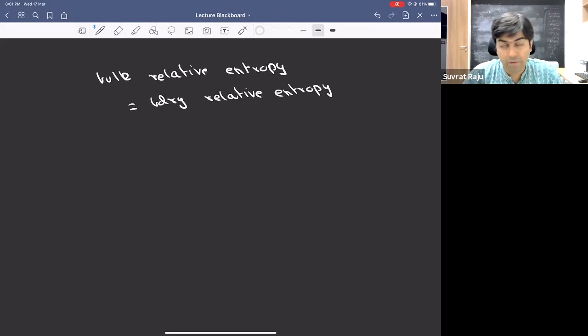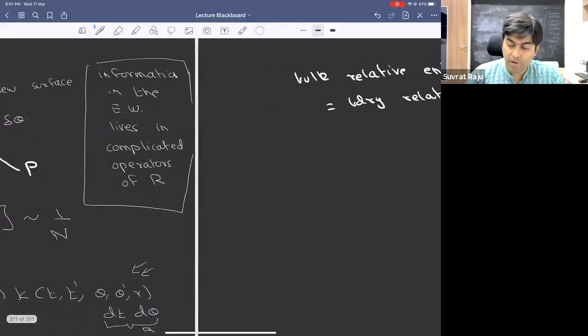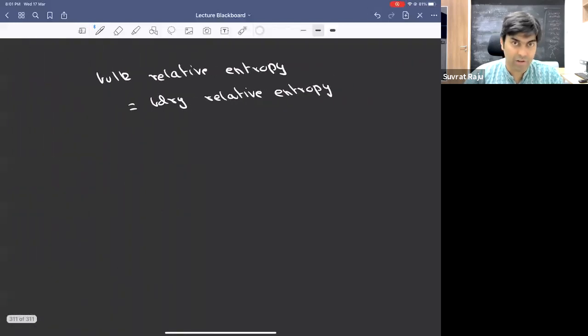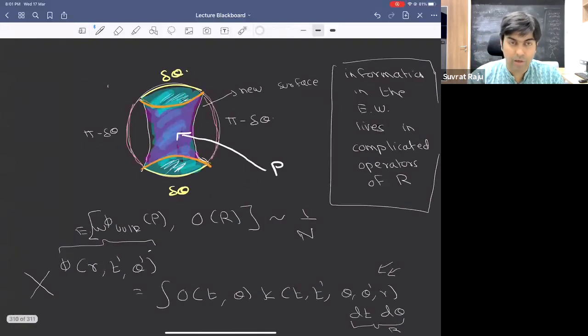If you believe this proposal, for which there's evidence, the fact that the bulk relative entropy is the boundary relative entropy, then this tells you that two states which are distinguishable in the bulk in this entanglement wedge are distinguishable in the boundary regions R. So if you remember this formula that I've written here, the formula tells you that if two states are distinguishable in this larger bulk wedge, then they are also distinguishable in the boundary, and vice versa.